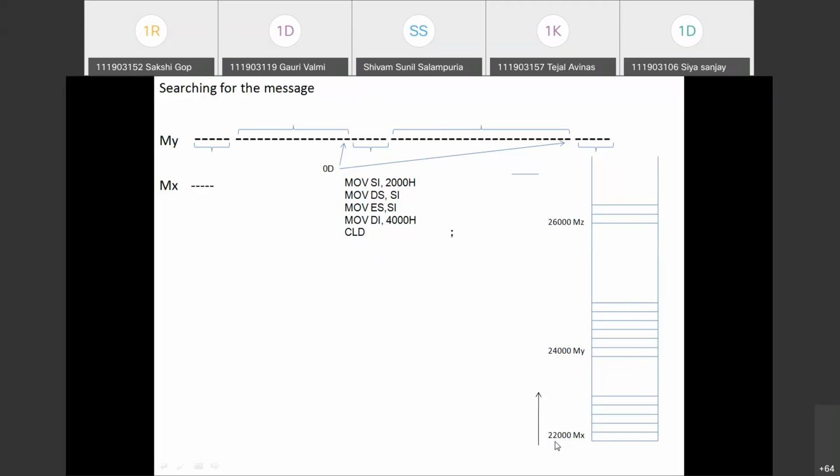So this was the initialization for MX, MY, and D. And now CX can be loaded with 5. Move into CX, 0005. Then repeat Z. So you would like to repeat if it keeps on matching, keep on repeating till Z flag is 1. If you fail at the first comparison, you need not go to the second comparison again. And if you fail for the first comparison, Z flag will be 0. Is it okay?